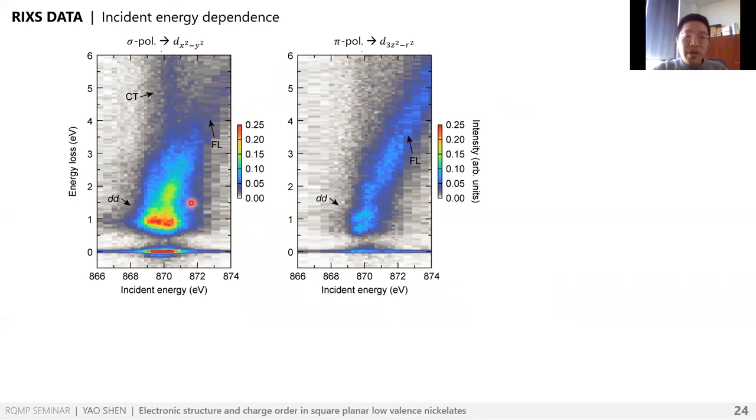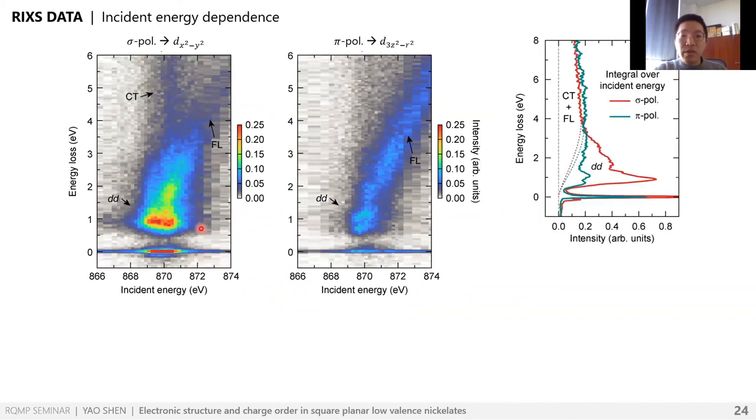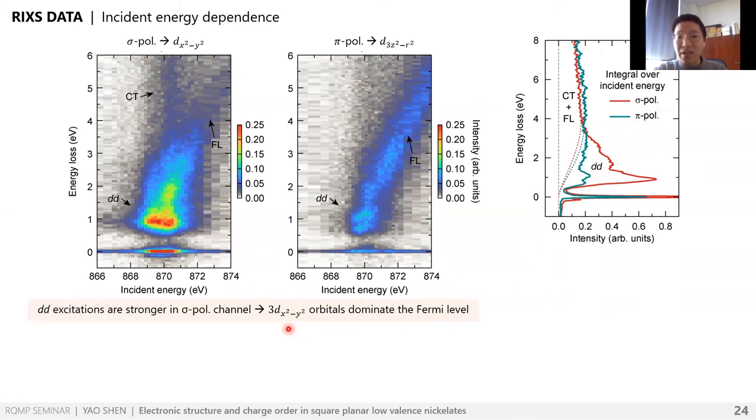To compare between these two channels, first, we integrate the intensity along the incident energy axis. So we have the high energy featureless continuum, that's the charge transfer and the fluorescence, and the low energy features, these are dd excitations. The fact that the excitations are stronger in the sigma polarization channel indicates that near the Fermi level, the dx squared minus y squared orbitals dominate. That's what we expect from the x-ray absorption.